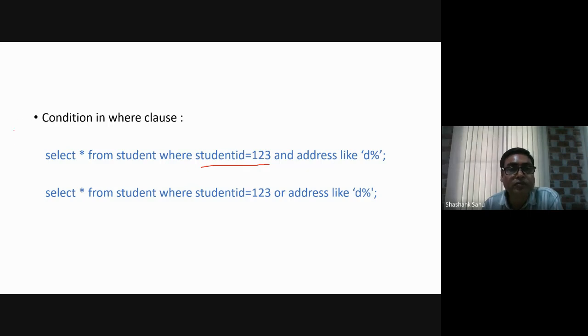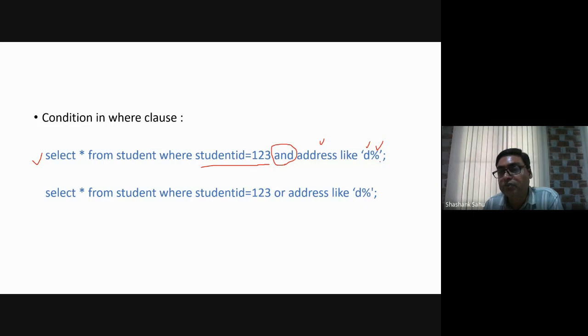So in the next, the condition can be more than one condition attached with the WHERE clause. So the first one is we have select star from student where student ID equal to 1 to 3. If you want to attach one more condition, we are using the AND operation. Now the second condition is related to the address column. We want to search the address for which the value starts from character D. So percentage is the wildcard character.